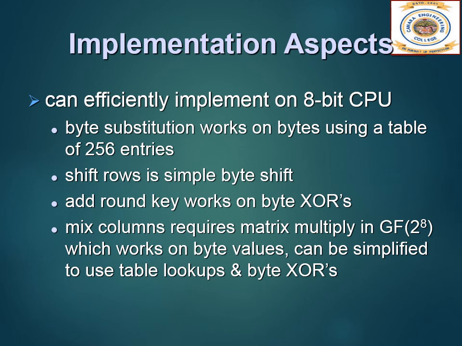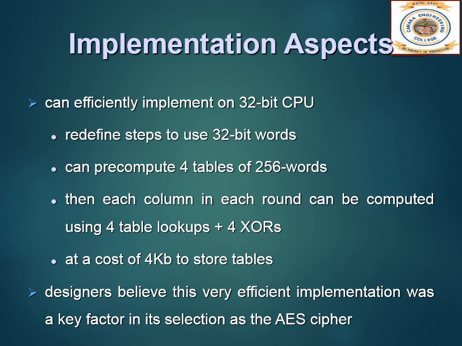And the transformation mix columns requires matrix multiplication in the field GF(2^8), which means that all operations are carried out on bytes. The implementation described previously was only on 8-bit operations, but for 32-bit processors, a more efficient implementation can be achieved if the operations are defined on 32-bit words. So we have to redefine the steps to use 32-bit words and can pre-compute 4 tables of 256 words.